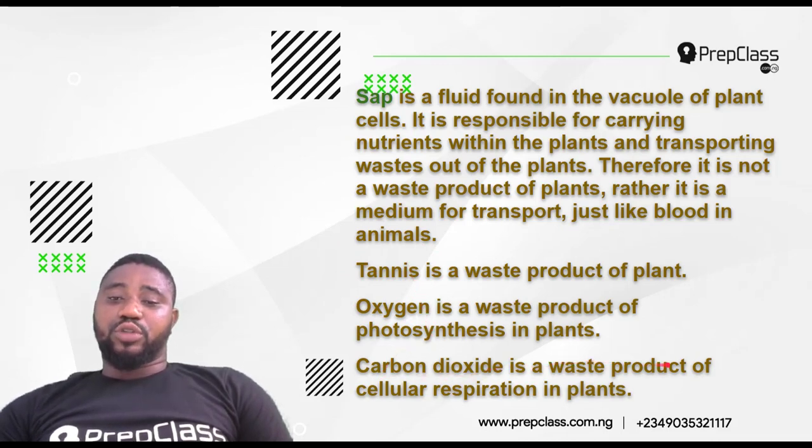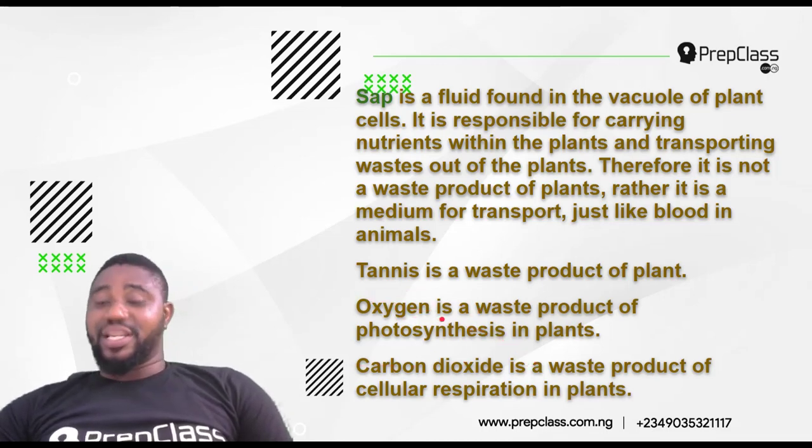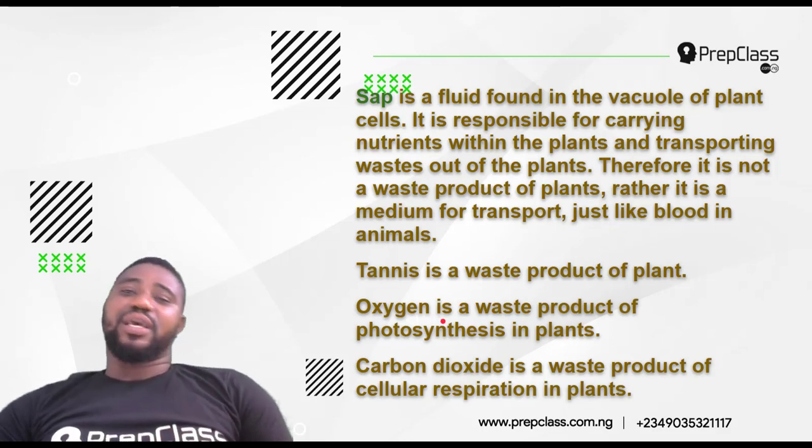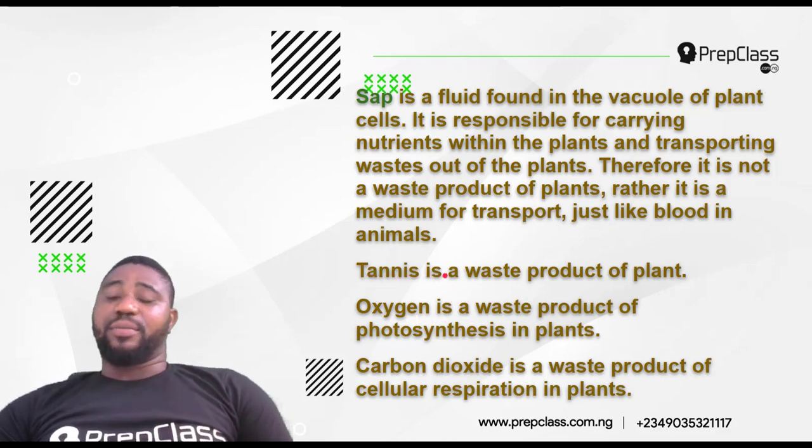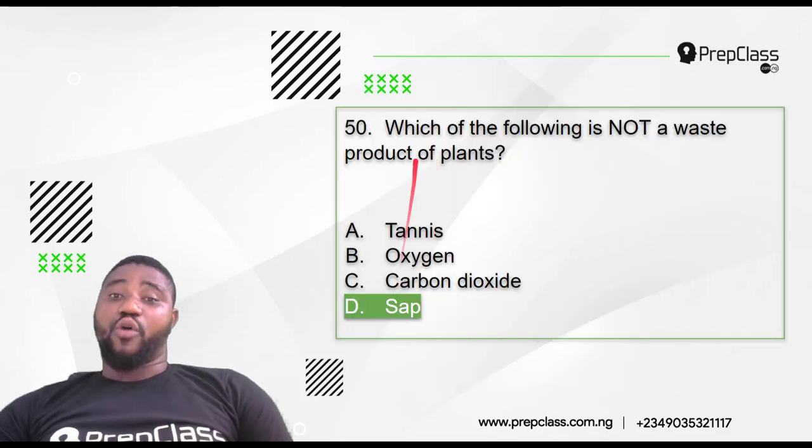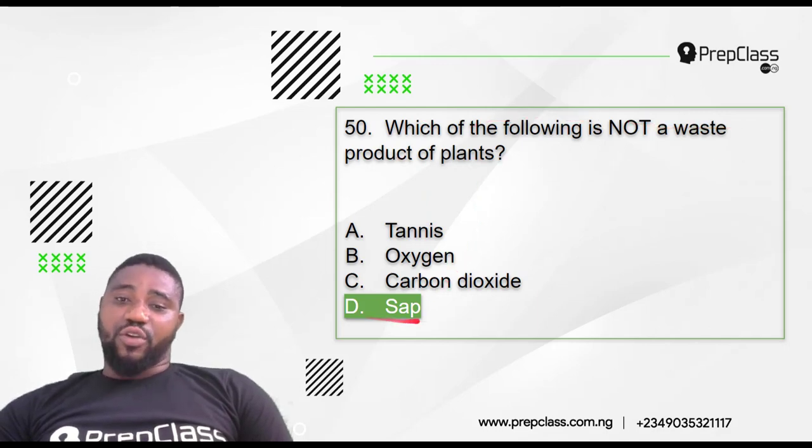Carbon dioxide is a waste product of cellular respiration in plants. Yes, carbon dioxide is a waste product of respiration, but it's one of the main products that is essential for photosynthesis. So during the process of respiration, carbon dioxide is a waste. During the process of photosynthesis, oxygen is a waste. So you can classify carbon dioxide and oxygen as waste depending on what you are looking at. And tannin is one of the wastes found in plants. So these three are all waste with the exception of sap. Sap is not a waste. So the correct answer there is sap. Which of the following is not a waste product of plants? The correct answer is sap.